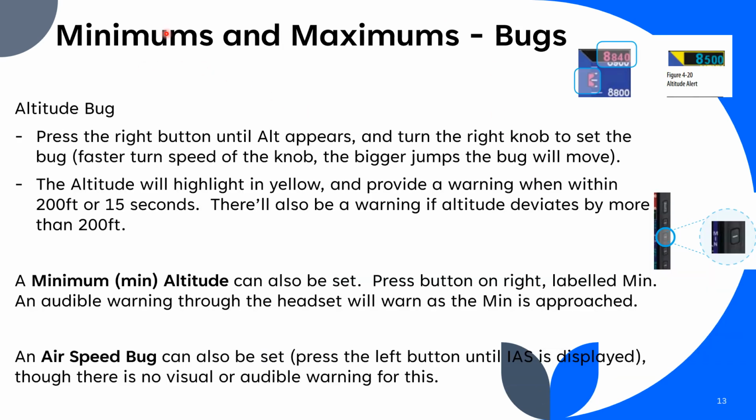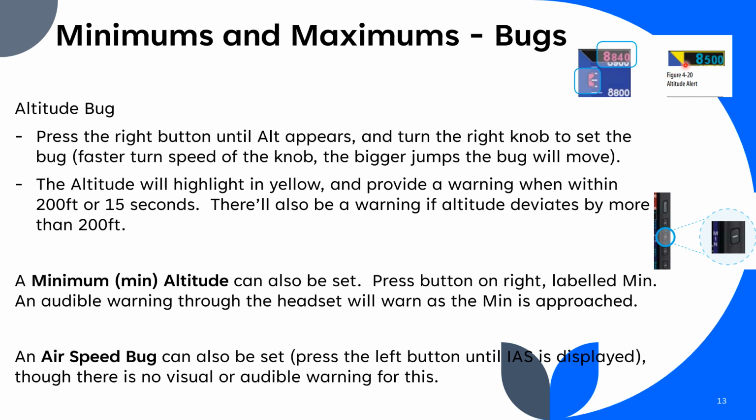Another useful feature over traditional analog displays is the ability to add in various bugs. One of these is the altitude bug. This becomes live once you're flying. Press the right button until Alt appears above it, then turn the right knob to set the bug. The faster you turn it, the bigger the jumps the bug will make. And you can set an altitude, say the altitude you want to reach today.